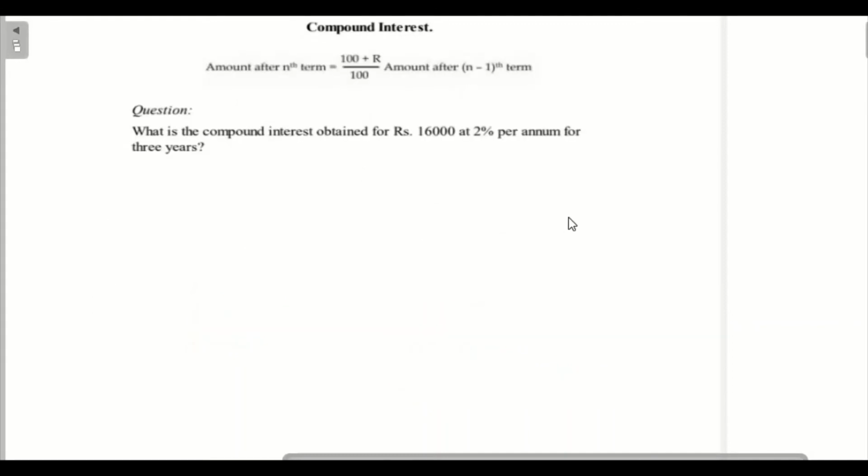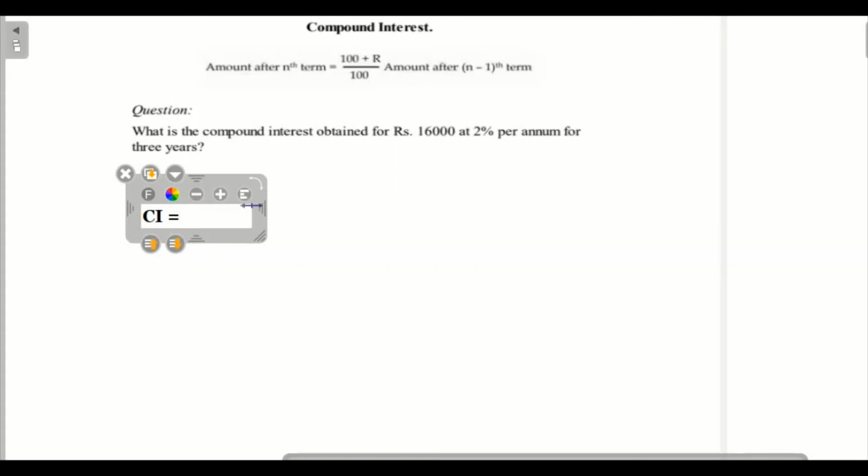So here we have the next sum, that is, what is the compound interest? We have to calculate compound interest, that is CI. They have given the values for the compound interest obtained for 16,000 rupees at 2% per annum for 3 years. So you have to calculate the compound interest. So the amount at the end of first year. First we have to calculate year by year. For 3 years we have to calculate it.